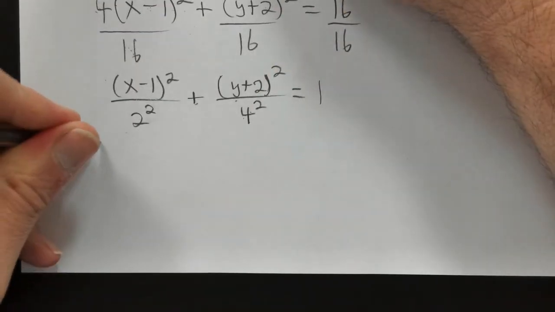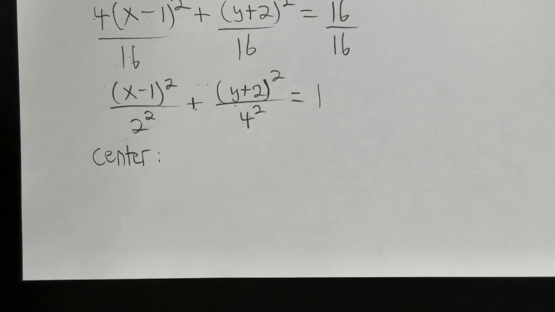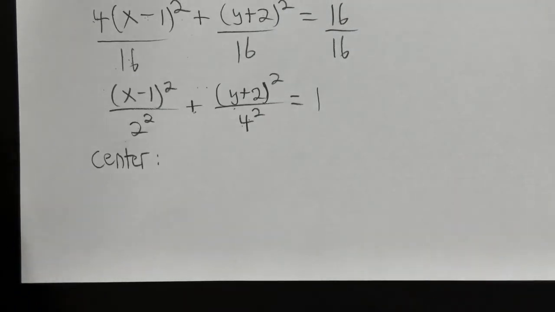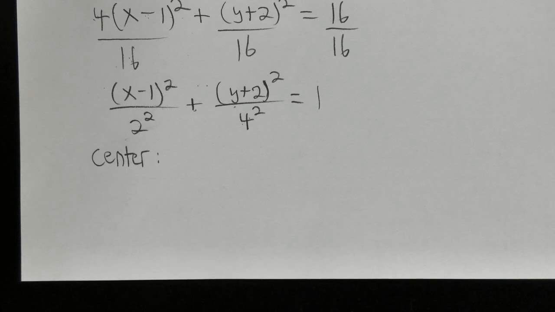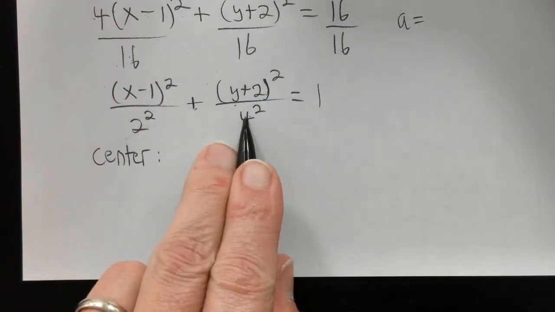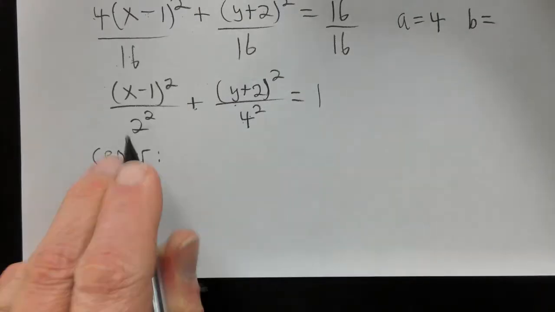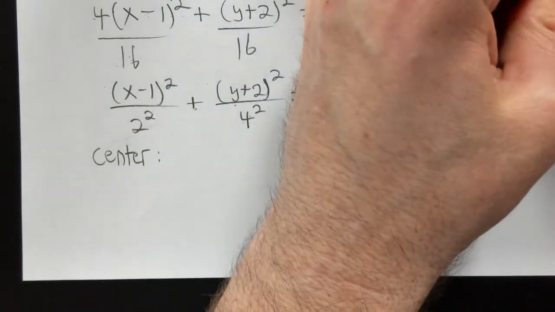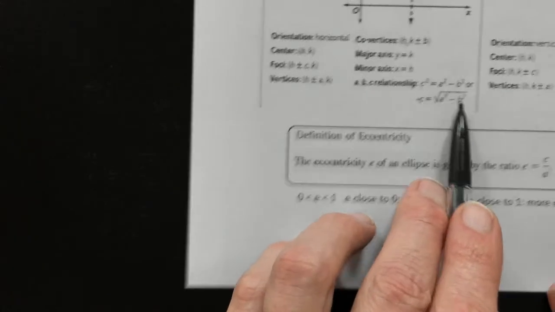The next thing they ask me for is the center. Now, before I move on and try to get the center and the foci and the vertices and the eccentricity, I need to make sure that I have the values of A, B, and C so that I can come up with those things. All right, so off to the side, we're going to write the value of A, which we know is 4, because remember it's the bigger of the two. So A is 4, B is 2, and my C, I'm now going to have to calculate. C is equal to the square root of A squared minus B squared.